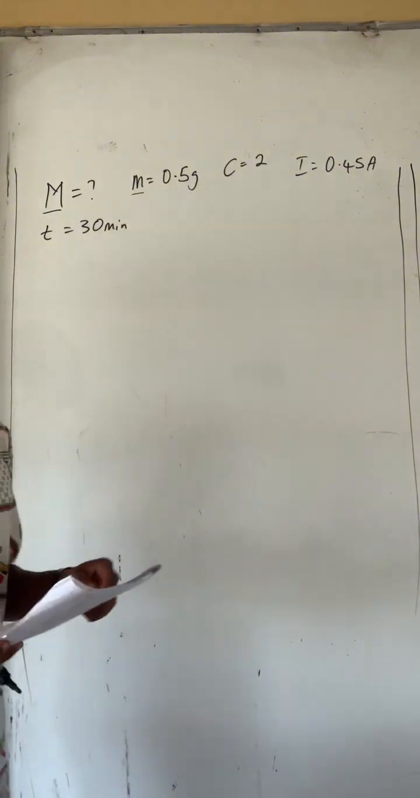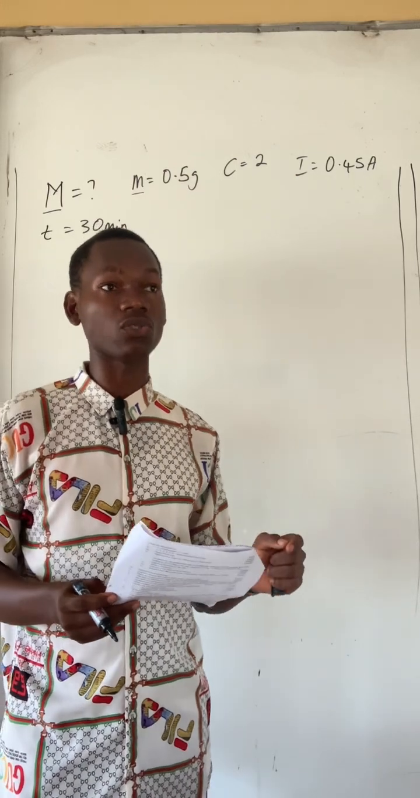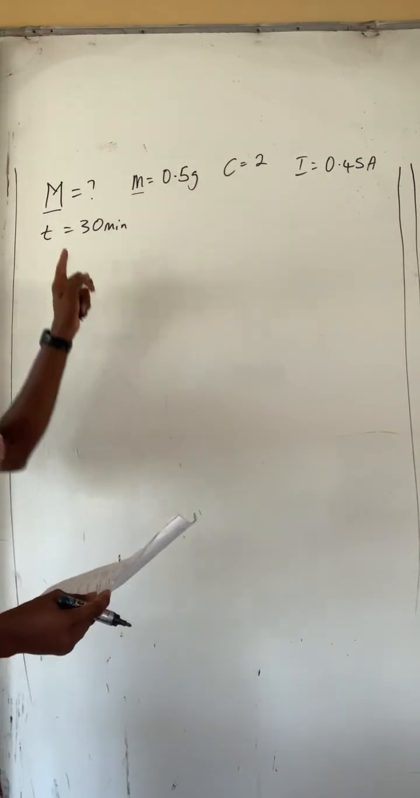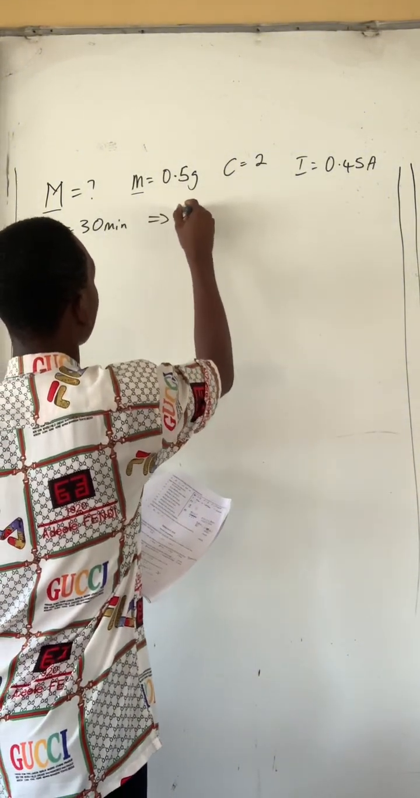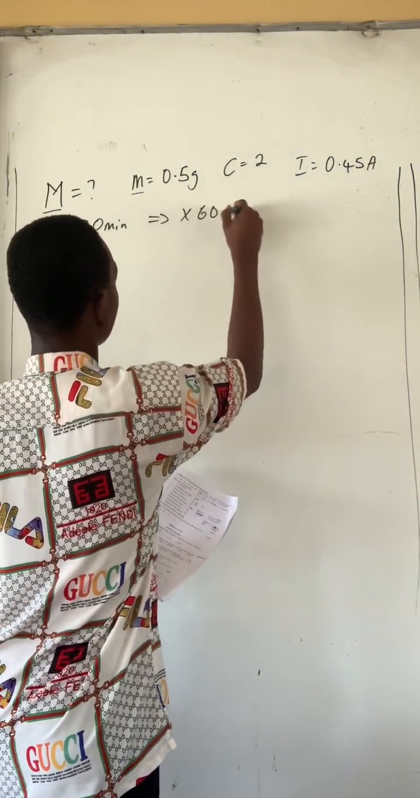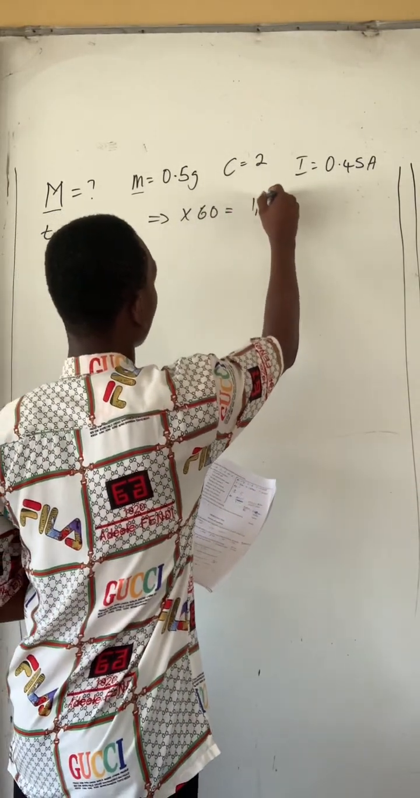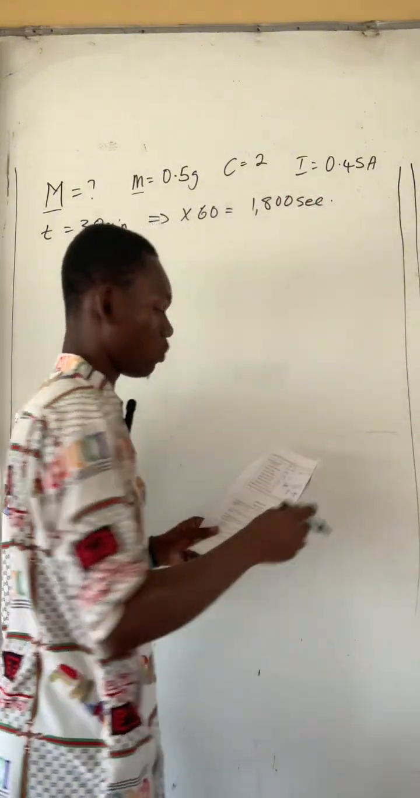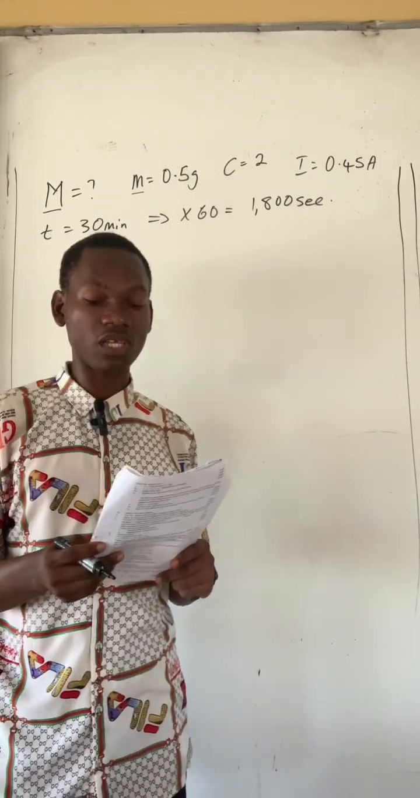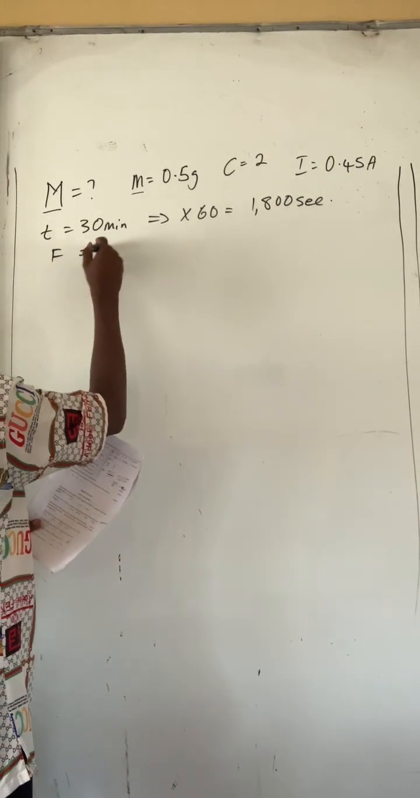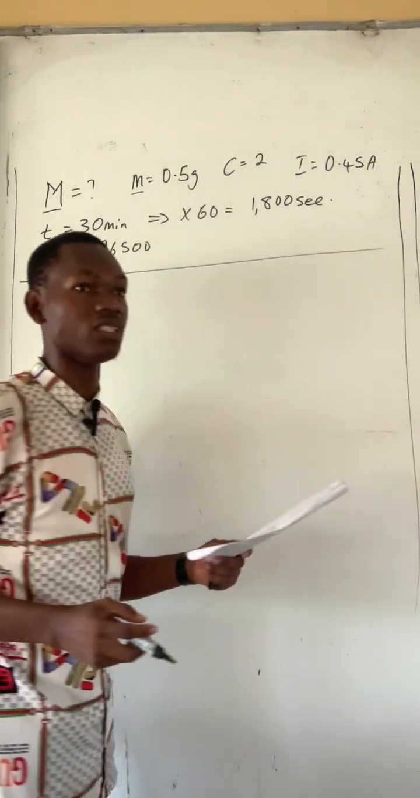But in Faraday's formula, we have to convert minutes to seconds, also hours to seconds. So our unit for time should be in seconds. So we have to convert 30 minutes to seconds, and we simply multiply by 60, because 60 seconds makes 1 minute. So 30 minutes times 60 gives us 1,800 seconds. We've converted the time to 1,800 seconds. And we are also told that Faraday's constant is equal to 96,500. All right. Now let's quickly use the appropriate formula.